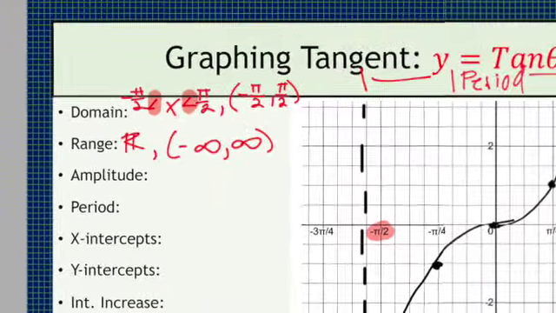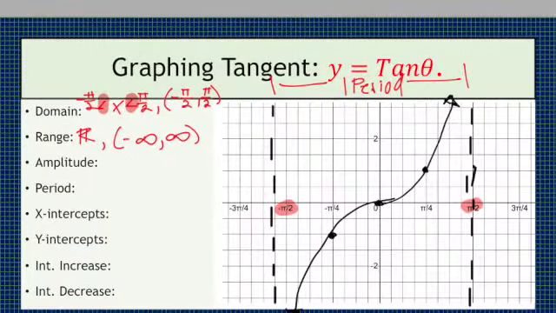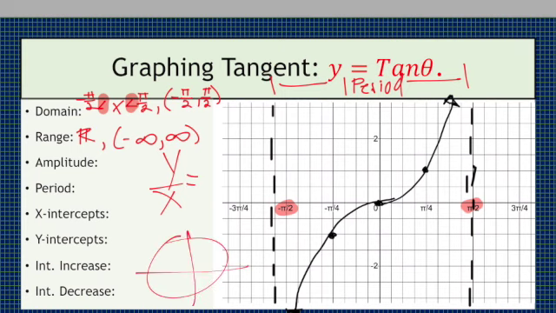As you get closer to pi over 2, the values are going to get bigger and bigger and bigger because remember, tangent is y over x, right? So as you get closer to pi over 2 on the unit circle, the x values get really small. So that's why your y value gets so big, because the x values get really small as they approach pi over 2. If you divide by a small number, it is going to lead you to a really big number.